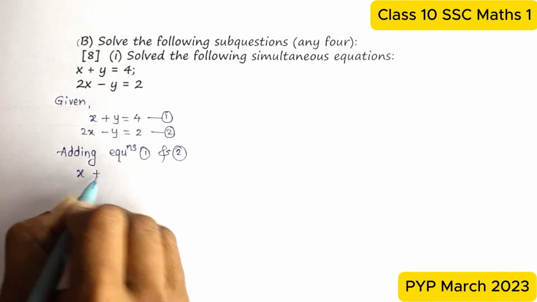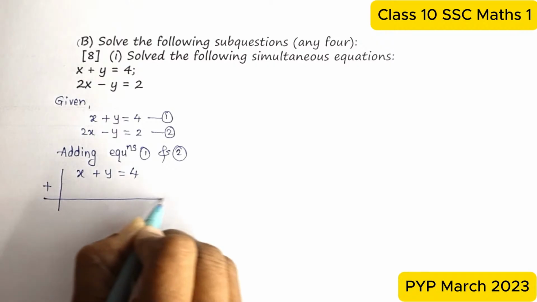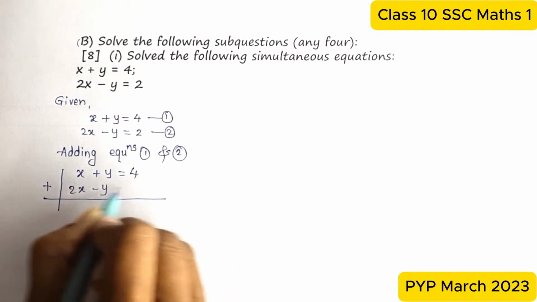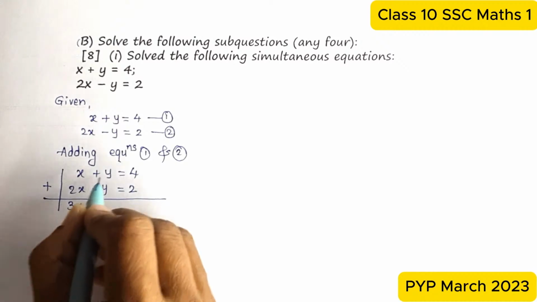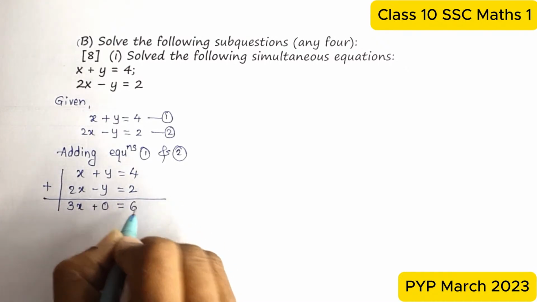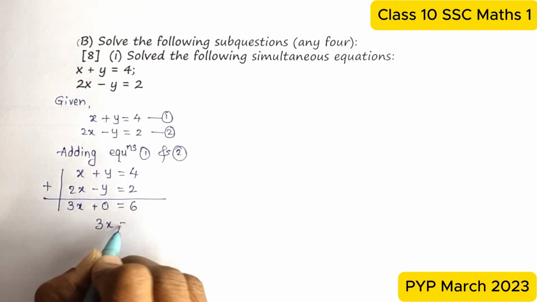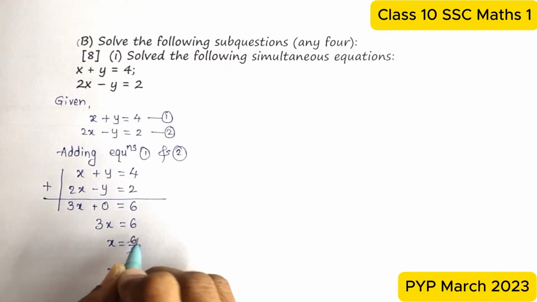Then here students, x plus y is equal to 4 plus 2x minus y is equal to 2. So that means students, x plus 2x, that is 3x, plus y minus y, that is equal to 0. 4 plus 2, that is equal to 6. So that means 3x is equal to 6. x is equal to 6 upon 3, and that means students, 3 1s are 3, 3 2s are 6.